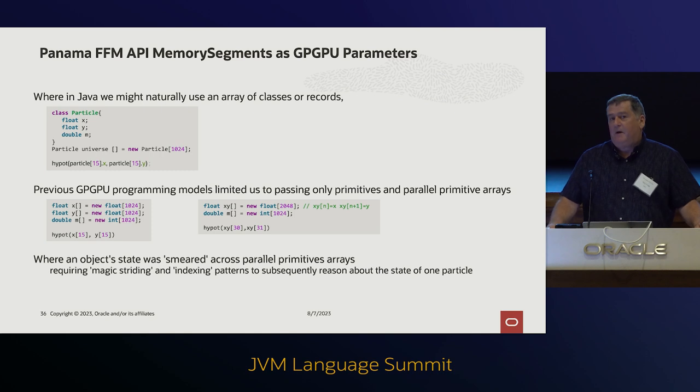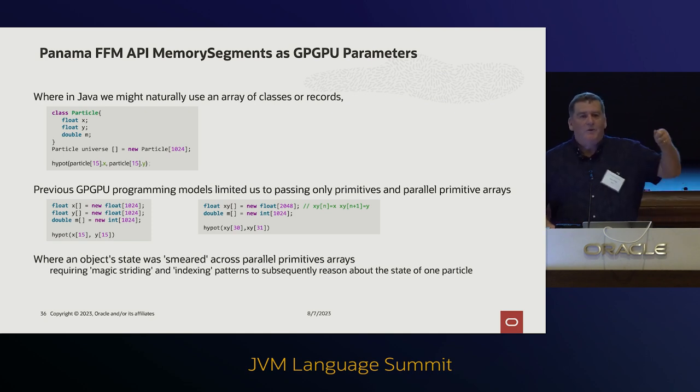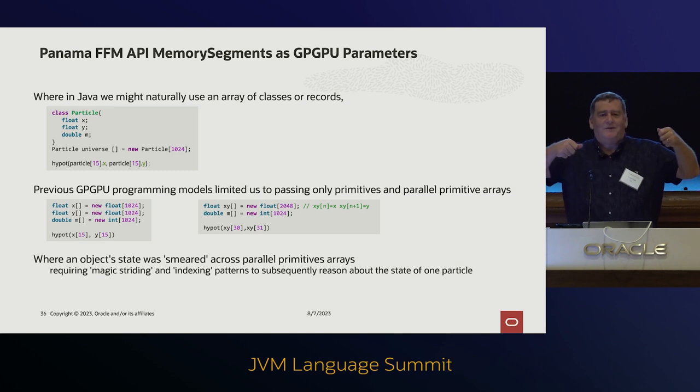The main thing that I think is going to be important for GPU offload is the Panama wrapping of segments. In Java, we might have a particle described by X, Y, and Z, and its mass, because we're going to do some n-body style simulation. In order to get this data to a GPU in the past, we had to separate them out into all the floats and all the doubles, and the floats would be sent separately, because we had no aggregate.